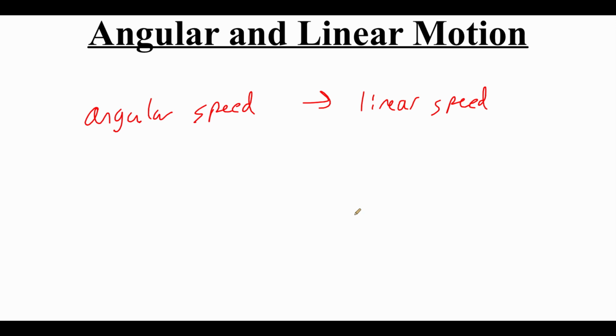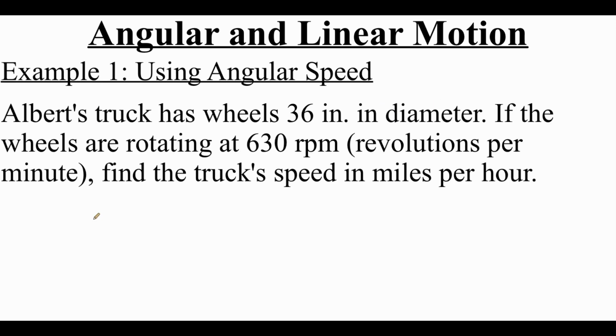distance measures. So in this first example, Albert's truck has wheels that are 36 inches in diameter, and the wheels are rotating at 630 revolutions per minute. And we want to take that information and use it to figure out the truck's speed in miles per hour. So we're going to use what we know about this angular speed, this 630 revolutions per minute, and convert that into a linear speed in miles per hour.